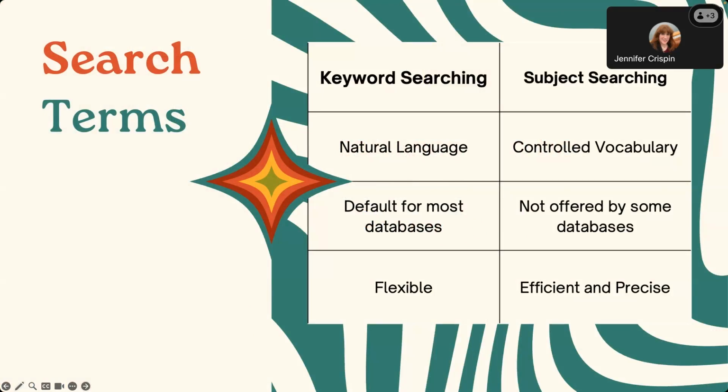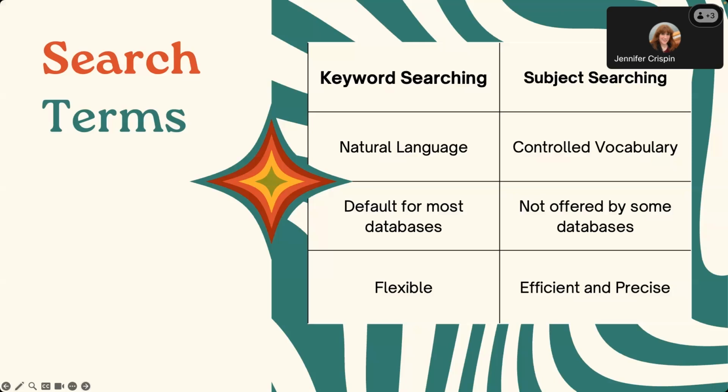So keyword searching is what we call natural language. So these are the words that you would naturally think about when you think of a topic. That type of search is the default for most databases, and they are the most flexible. So if you don't know a lot about a topic, but you know a keyword or two, it will at least give you a place to start when you're doing your searching.